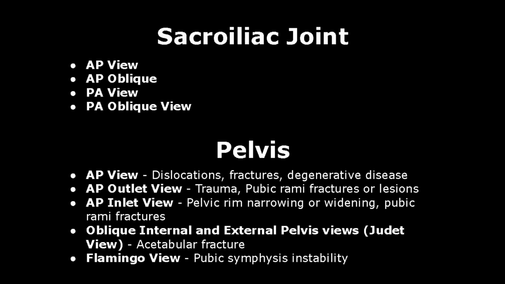For assessing the sacroiliac joint, AP, AP oblique, PA and PA oblique views can be taken. For the pelvis, AP view can be used for dislocations, fractures and degenerative disease. The AP outlet view is for trauma, pubic rami fractures and lesions.